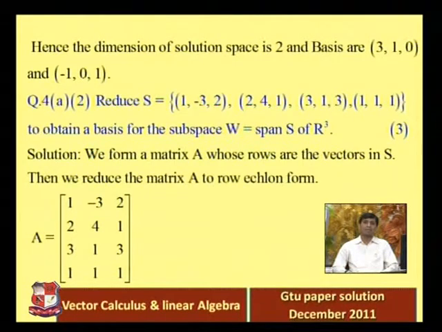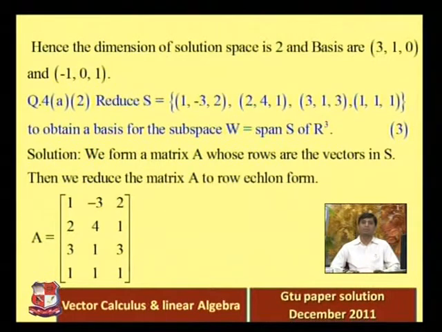Now we know that the dimension of R3 is equal to 3. So we are trying to reduce this set to obtain the basis for the subspace W, span S of R3. We need only 3 vectors such that the span of those 3 vectors spans R3. So we have to just remove one vector. For that we use this method: we form a matrix A whose rows are the vectors in S. Then we reduce the matrix A to row echelon form.